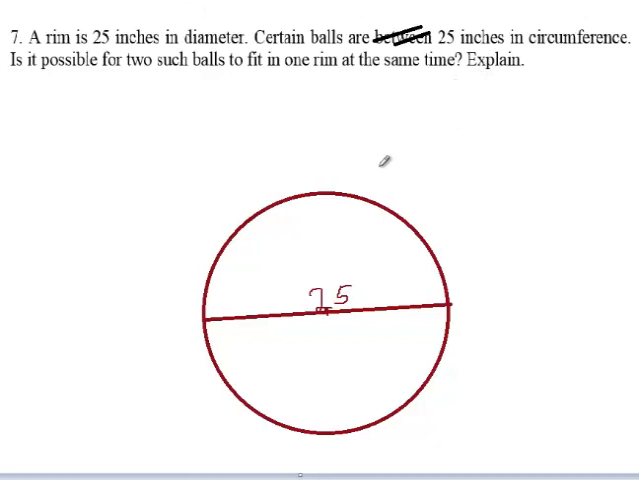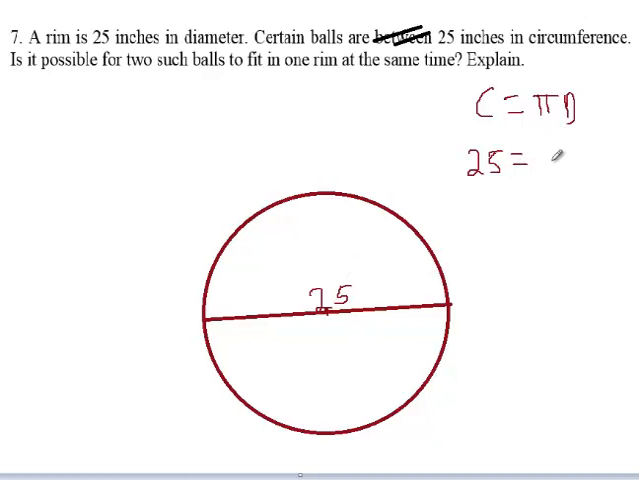Now, what's the ratio between the circumference of a circle? The circumference of a circle is 2 pi r. Or, in our case, I'm just going to say pi times the diameter since we're dealing in diameters. So what we know here is that they're 25 inches in circumference, but we don't know the diameter. Diameter is going to be very important to see whether we can stuff these balls in here.